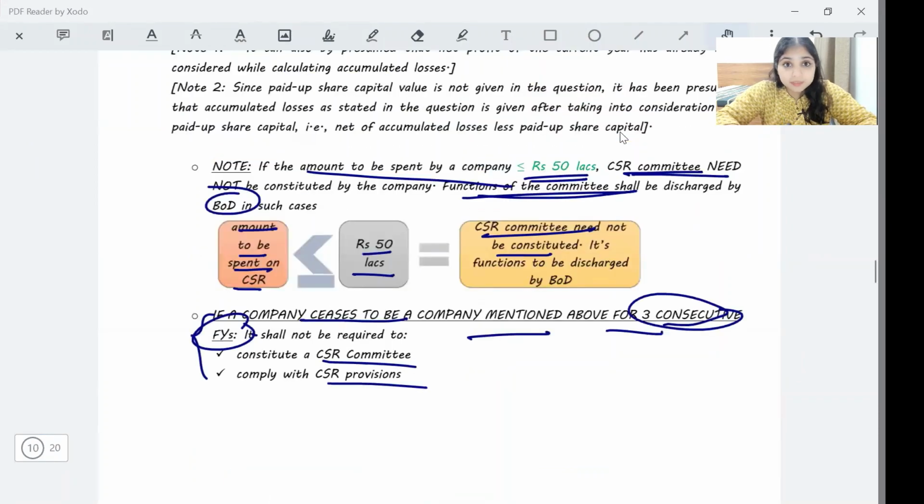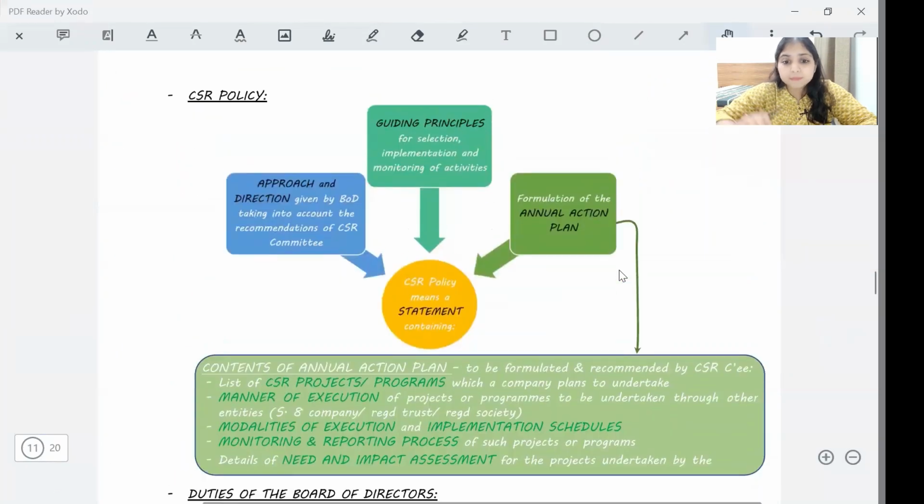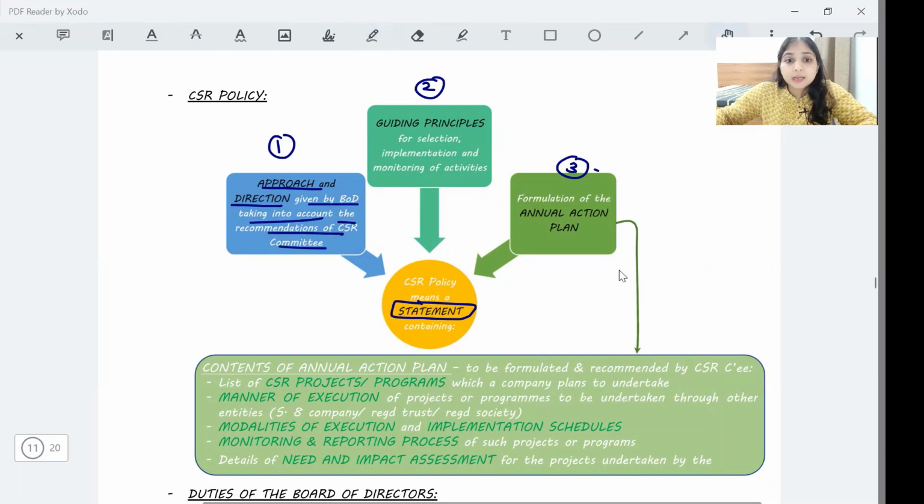We just learned some time back that the CSR committee will have to formulate a CSR policy. Now, what is the CSR policy? The CSR policy is a statement which contains 3 things. Number 1, the approach and direction given by the board of directors, taking into account the recommendations of the CSR committee. Then, guiding principles for selection, implementation, and monitoring of activities. And number 3, formulation of the annual action plan.